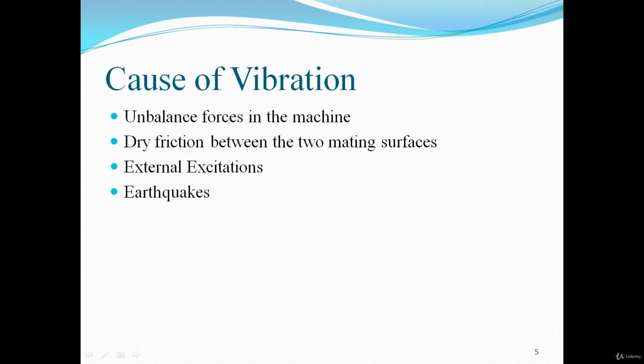Second point is dry friction between two mating parts. This also causes vibration because you are retarding the motion basically with the help of friction. External excitation, right? If the system is influenced by some external forces, this also causes vibration. Earthquake is a very common example that we have heard a lot.